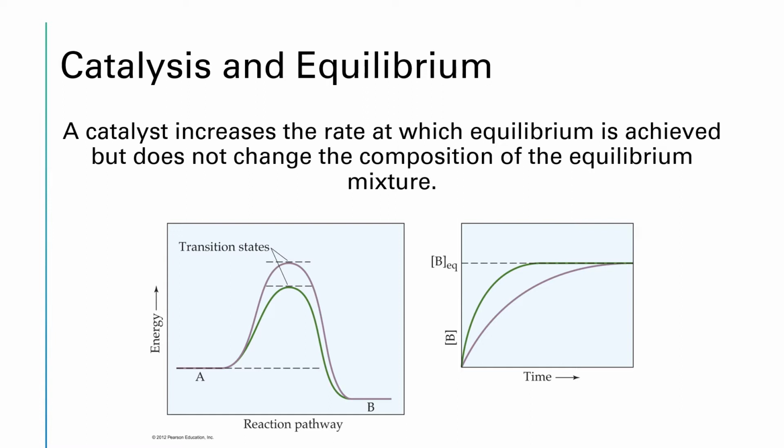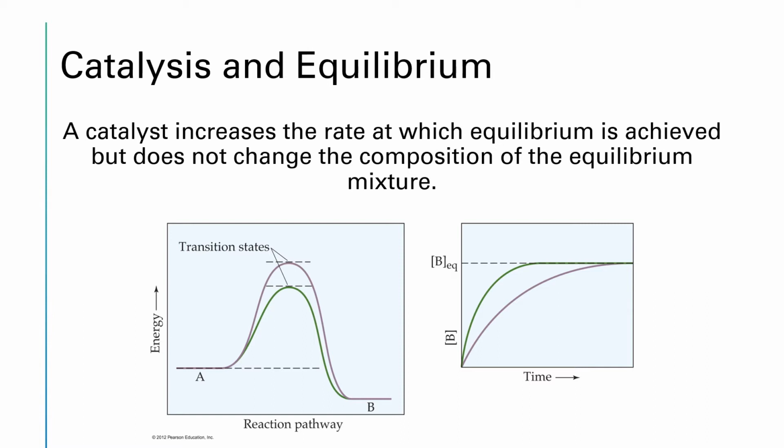If you'll remember back from the chapter on kinetics, if you add a catalyst to a reaction, it provides an alternate pathway for the reaction to take place, an alternate mechanism. And that alternate mechanism has a lower activation energy, but here's the deal. You end up in the same place. You just end up there faster.